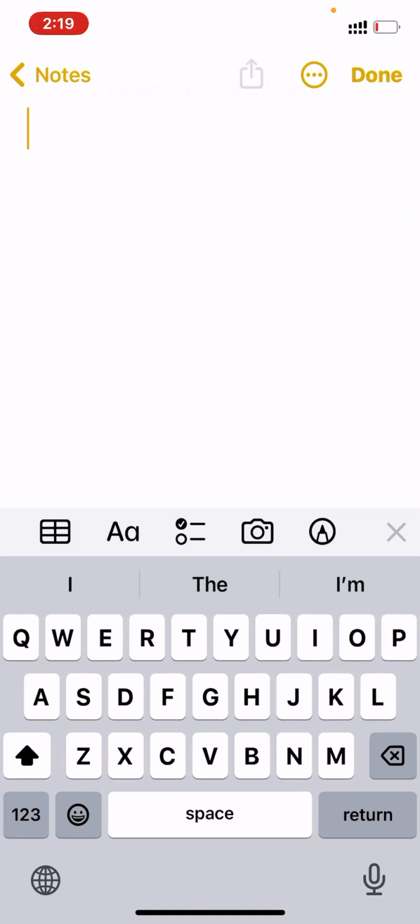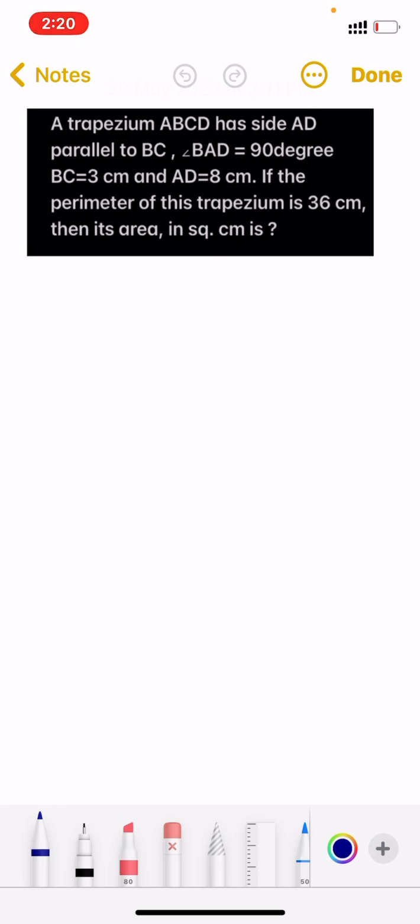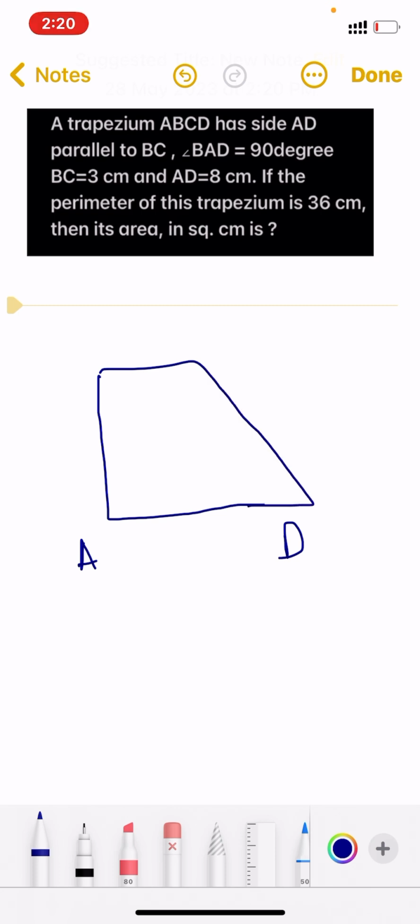The question is, a trapezium ABCD has side AD parallel to BC, and angle BAD is 90 degrees. If BC equals 3 and AD equals 8, so AD is complete 8, so this is 3 and this is 5.